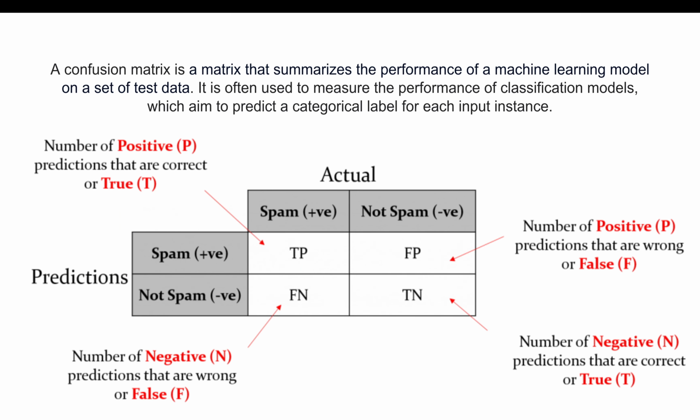So when we talk about confusion matrix, the word itself tells you that it is a matrix. Using this confusion matrix helps us summarize the performance of a machine learning model. So let's say you have created a model and you have a set of test data, and you want to understand how your model is performing. To do that, you will use a confusion matrix. But remember that you will use it in the case of classification models.